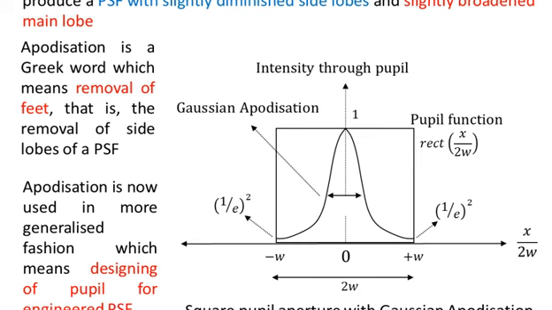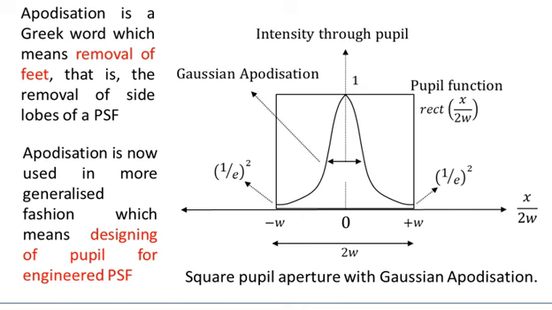Apodization is a Greek word which means removal of feet, that is the removal of side lobes of a point spread function. So you see that initially the apodization was meant to reduce the size of the side lobes. Apodization is now used in a more generalized fashion, which means designing of a pupil for an engineered PSF. So you see that we can design different apodization techniques in different types of aperture, and then we can obtain our purpose by specially designing our engineered PSF.